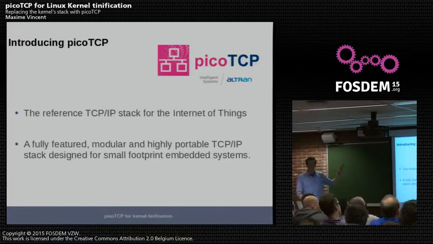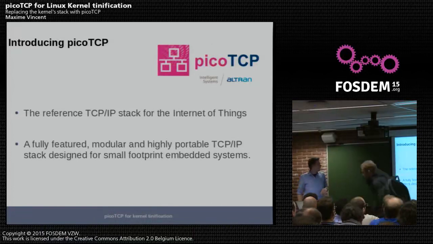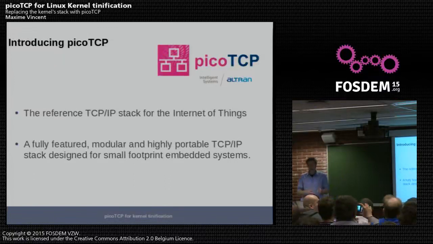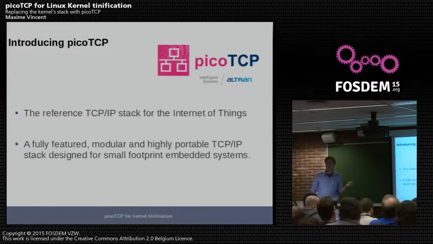We've got this project that's called PicoTCP. It's a free software project that's backed by the company I work for, and we want to promote this stack as the reference TCP/IP stack for the Internet of Things. It's a stack that's fully featured. There's really a lot of features in there, but it's also very modular, so you can select every single thing that you want or don't want in. And it's highly portable. It runs on anything from an 8-bit AVR up to a 64-bit server computer. You can run it inside an operating system or just bare metal. And now you can also run it inside the Linux kernel instead of the TCP/IP stack that's there by default.